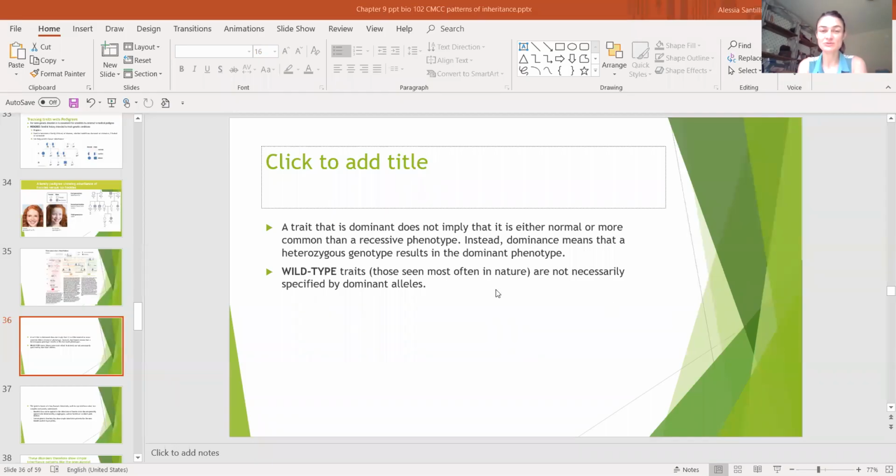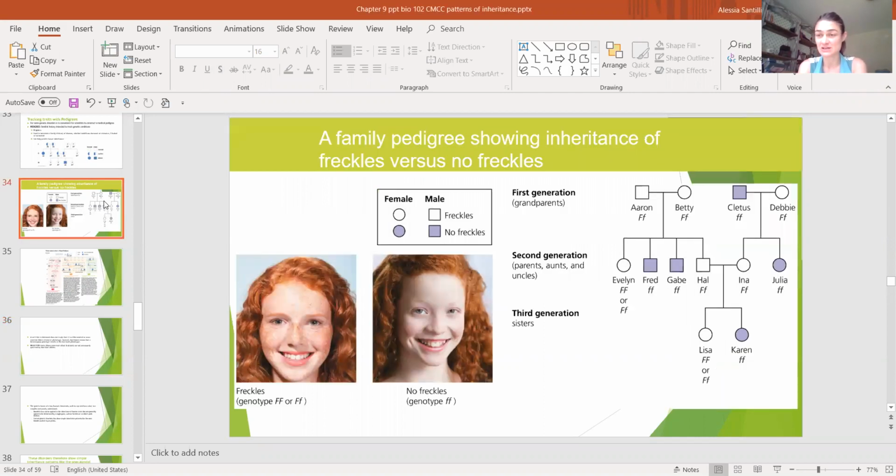Okay, let's move on to part 3 of chapter 9. Sometimes a trait that is dominant doesn't necessarily mean that that's the most common one. As you can see, when we went back and talked about the freckles, right? Freckles aren't actually that common. Not many people have them. But yet having freckles is actually dominant.